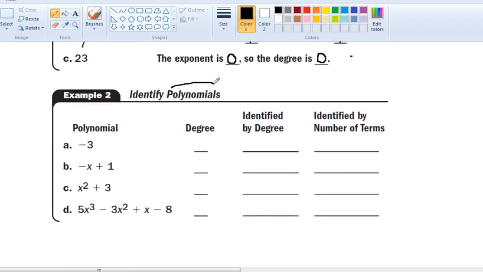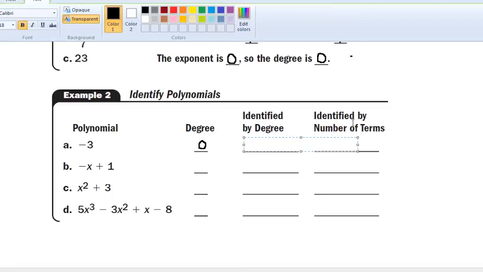Now we're going to identify some polynomials. So here's a polynomial, negative 3. Well, you might know from that previous example, this is going to be a 0 degree. And then let's type this in here. Not a huge deal, but we'll write this anyway. It says if we identify this by degree, it's called a constant. And if we identify it by the number of terms, well, there's only one of them, so it's called a monomial.